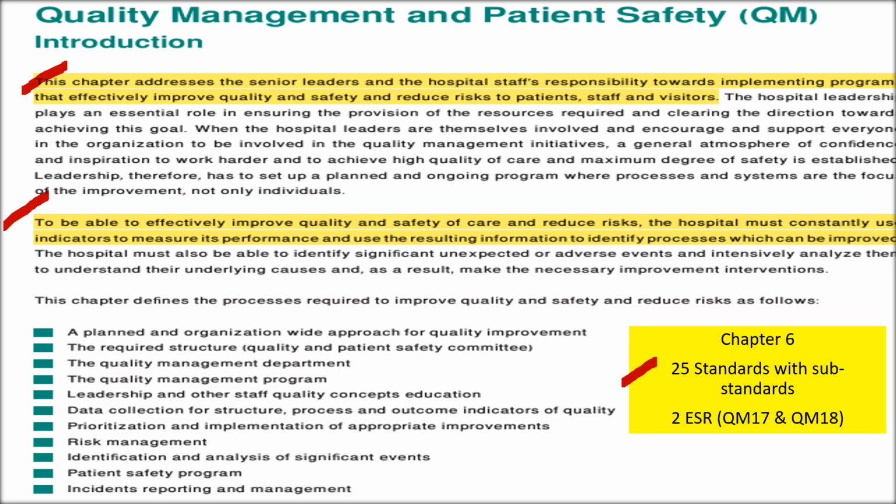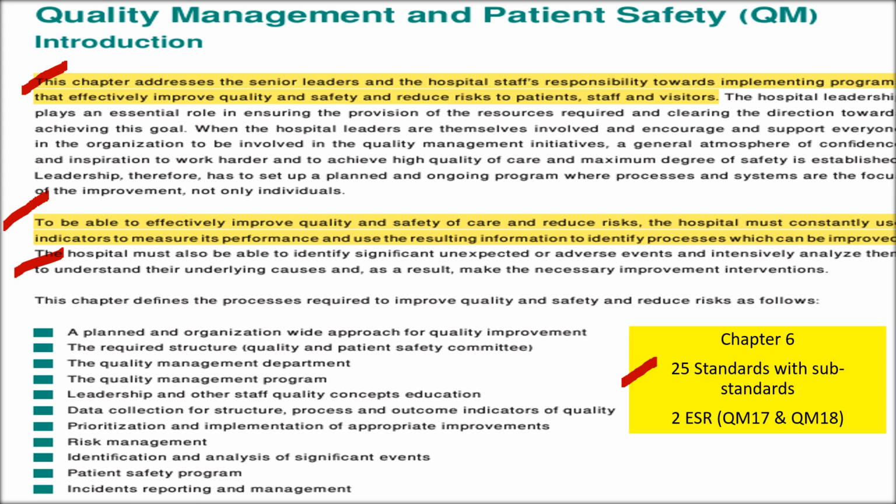Now, to be able to effectively improve quality and safety of care and reduce risk, the hospital must constantly use indicators to measure its performance. The hospital must also be able to identify significant unexpected or adverse events and intensively analyze them to understand the underlying causes and, as a result, make the necessary improvement interventions.